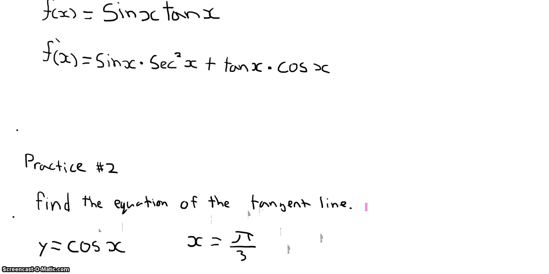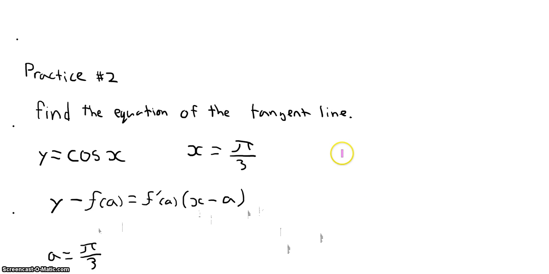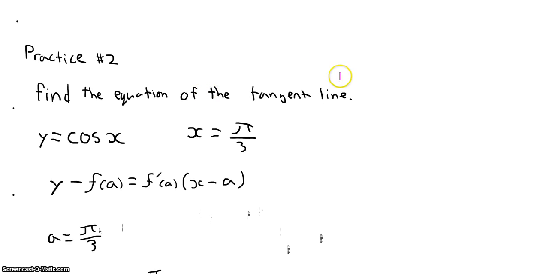Now, to do a more complicated question, let's try to find the equation of a tangent line where y equals cos x and x equals pi/3. So this isn't actually part of this lesson, but the equation of a tangent line is y minus f of a equals f prime of a multiplied by x minus a. So what we have to do to solve this question is find all of these components.